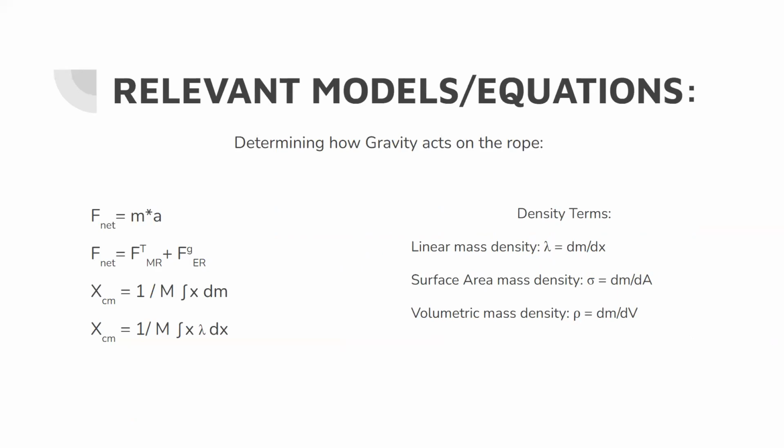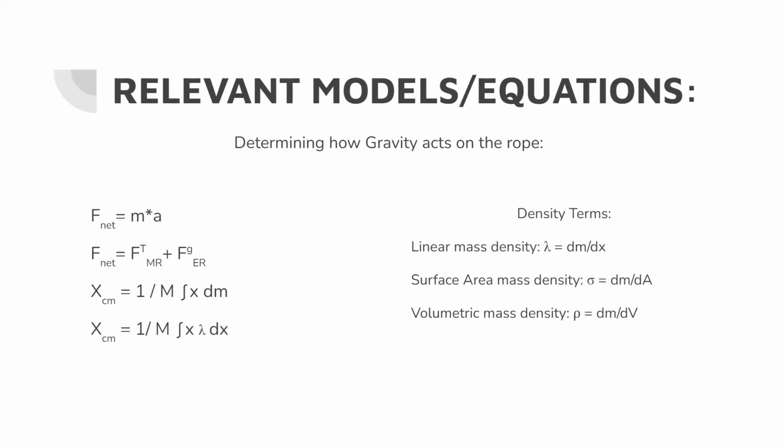Some relevant models and equations for determining how gravity acts on the rope. From Newton's second law, we have the base force equation of force is equal to mass times acceleration. And the center of mass formula for a continuous object, where the center of mass is equal to 1 over the total mass times the integral of x dm over the length of the rope. Here we are using linear mass density, but this can also be applied to surface mass density and volumetric mass density.